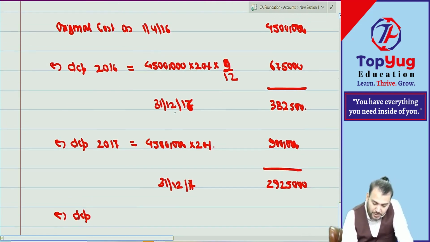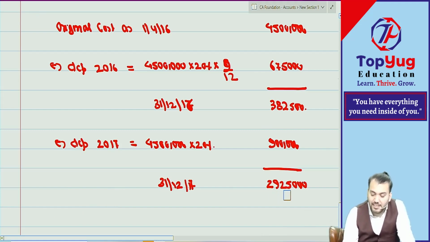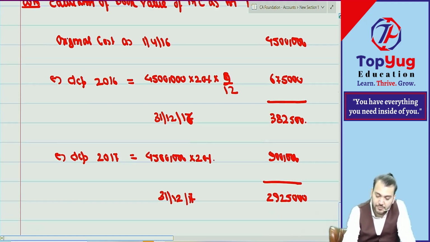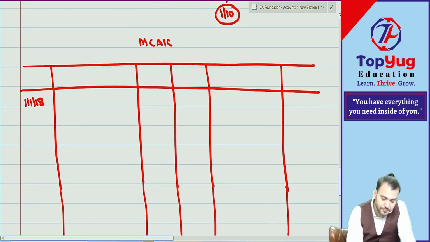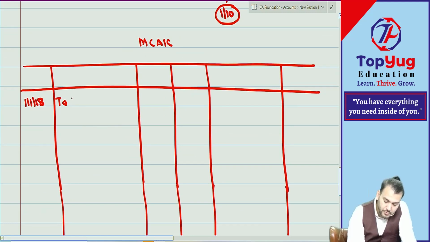Okay, from 31st 12 2006. Correct? Then 31st 12 17. Acha, we got. So can you say what this becomes? Opening balance, 29 lakh 25,000 becomes the opening balance. So the opening balance is what? On balance brought down, it is 29 lakh 25,000.